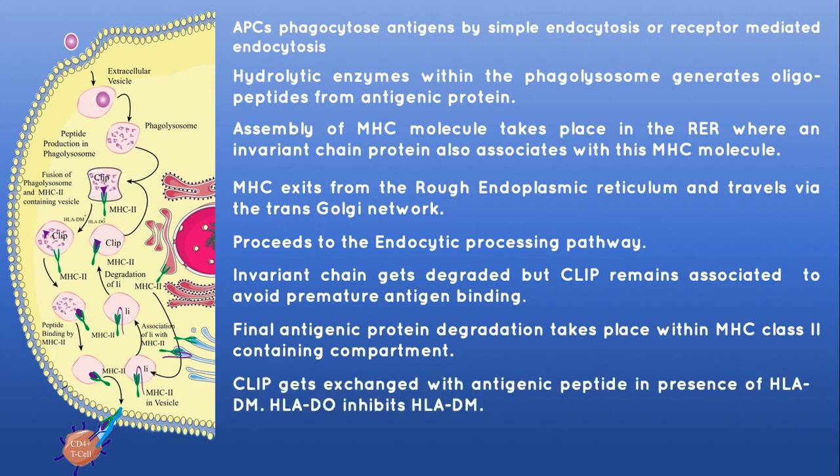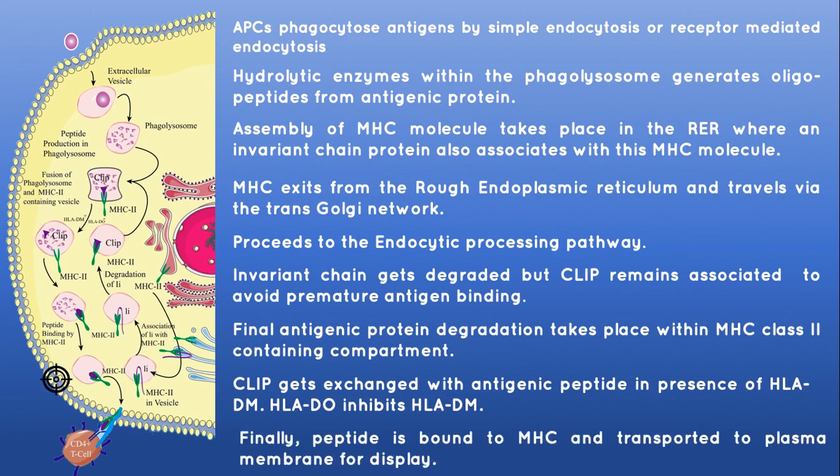Eventually, CLIP gets exchanged with the antigenic peptides in the presence of HLA-DM. HLA-DO inhibits the functioning of HLA-DM, thus preventing the dissociation of CLIP. After the peptide is bound, the peptide MHC complex is transported to the plasma membrane, where the complex acquires a stable and compact form.